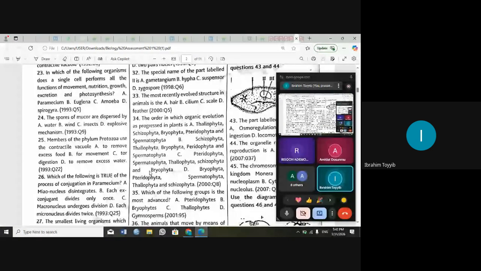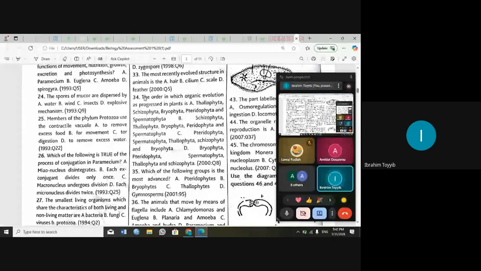Now, the most recently evolved structure in animals is what? It is the ear. Because in evolution, they believe that human beings evolved from apes. That is like thousands of millions of years ago. Fishes have evolved. Some organisms like birds evolved before human beings. So the most recent one that evolved is the human being, who evolved last. And the feature in the human being is the ear. Do you get that?